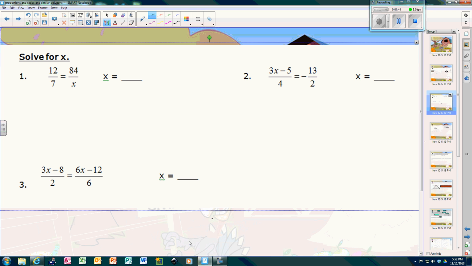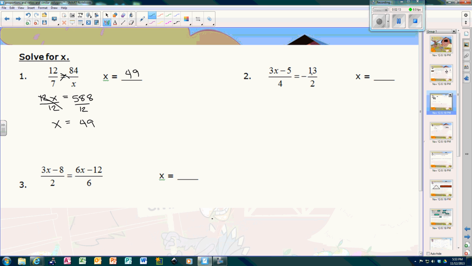All right. Now, let's do some practice just solving for x, okay? So we've got cross multiply, 12 times x, or butterfly method, maybe that's what y'all are used to hearing. So 12 times x is 12x. 84 times 7 is 588. And then divide both sides by 12. So x is 49. So our answer is 49.